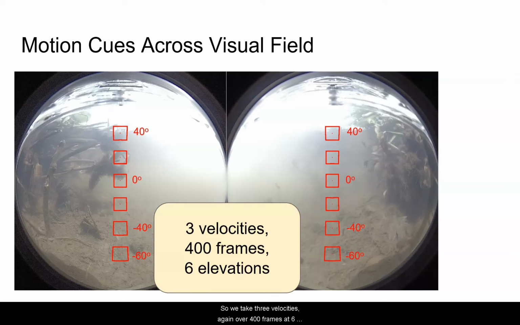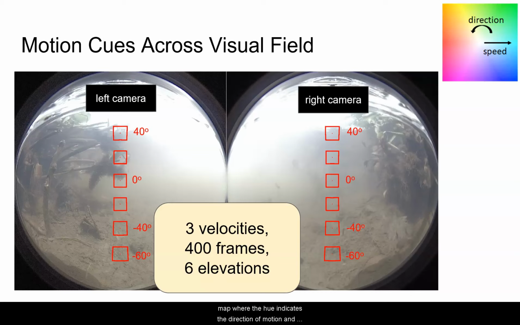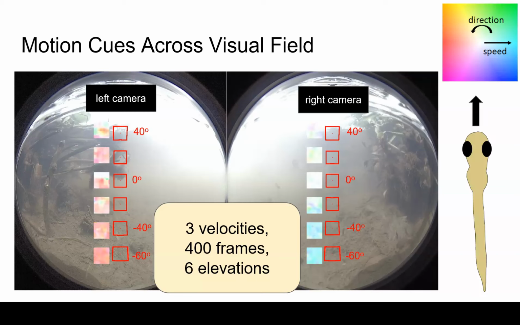So we take 3 velocities, again over 400 frames at 6 elevations, now from minus 60 to plus 40 degrees. We have a left camera and a right camera, and I'm going to show you some flow field examples here, with a color map where the hue indicates the direction of motion and the saturation indicates the speed. So here's an example frame for the fish moving forward. In the right camera, things move to the right, shown in cyan, except in white patches where flow information is not available, or in other colors where environmental motion is giving a misleading signal. And on the left, things move to the left in red.